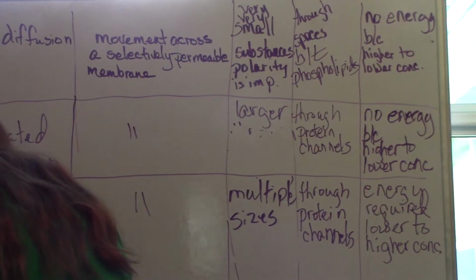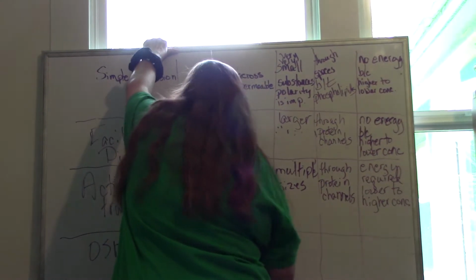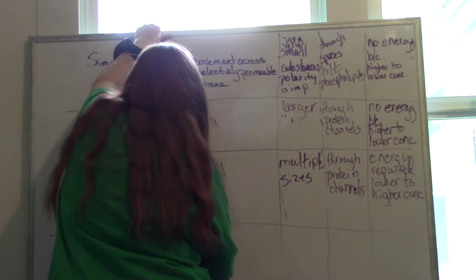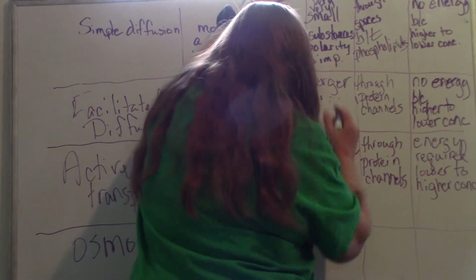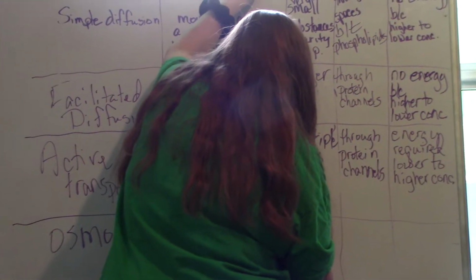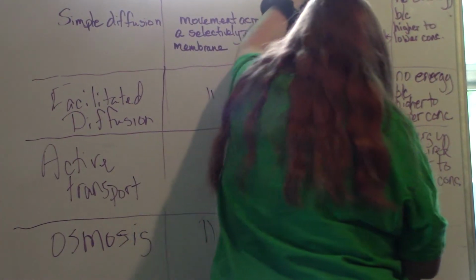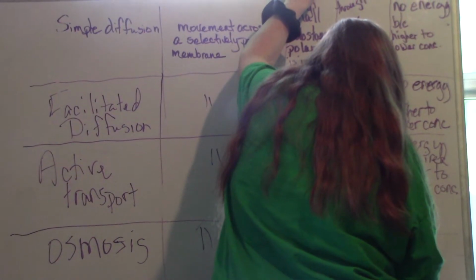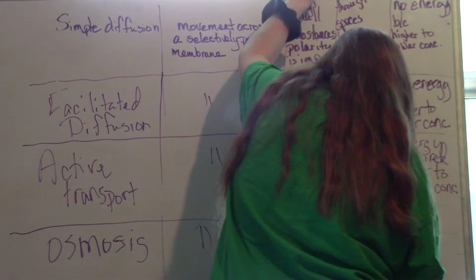Then there's osmosis. And I have more to say about it. Movement across a selectively permeable membrane. And this is specifically water that's moving. And it goes through the spaces between the phospholipids.